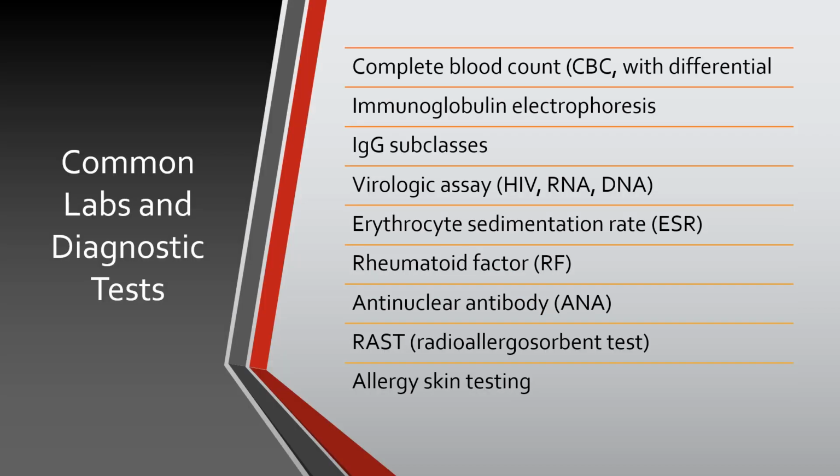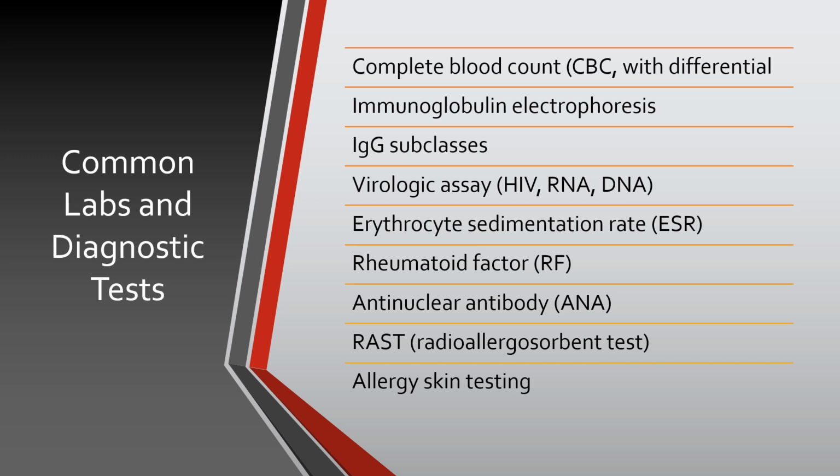Some of the common labs and diagnostics that you may see are a CBC with differential. Infection, inflammatory process, and immunosuppression are all going to probably put those counts out of whack. Immunoglobulin electrophoresis is going to help us determine any immune deficiencies or autoimmune disorders. IgG subclasses help us determine immune deficiency. Virologic assay, HIV RNA, DNA. This is really a good diagnostic for HIV infections in children older than 2 weeks of age.